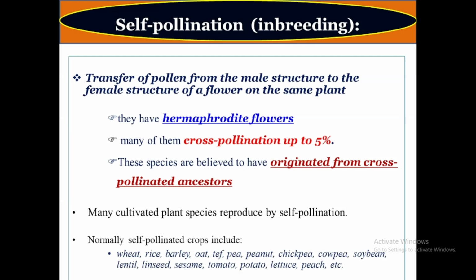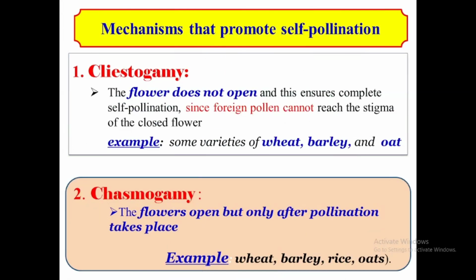Mechanisms promoting self-pollination. 1. Bisexuality, which is the presence of male and female organs in the same flower. The presence of bisexual flowers is a must for self-pollination. All the self-pollinated plants have hermaphrodite flowers. 2. Homogamy, which means maturation of anthers and stigma of a flower at the same time. As a rule, homogamy is essential for self-pollination.